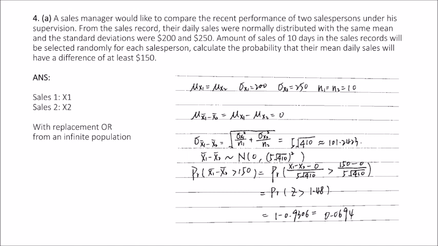If the first salesperson is X1 and the second salesperson is X2, we have mu for X1 equals mu for X2, sigma for X1 is 200, sigma for X2 is 250, and the number of selections n1 equals n2 equals 10, because it selects 10 days. So mu x bar 1 minus mu x bar 2 will be equal to mu x1 minus mu x2, which equals 0.